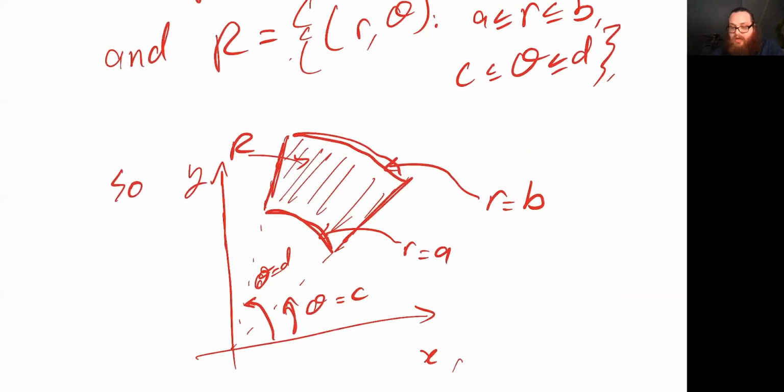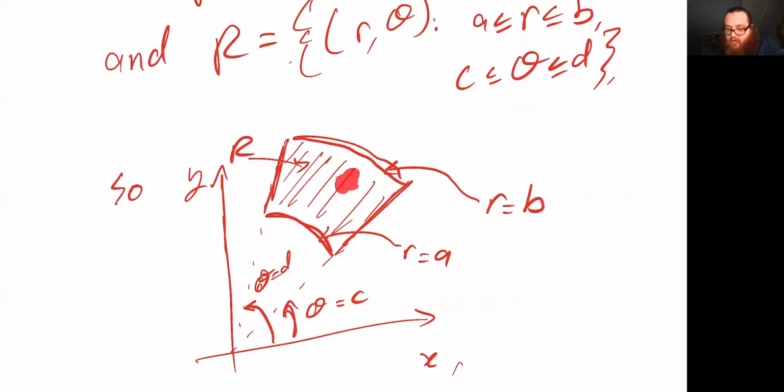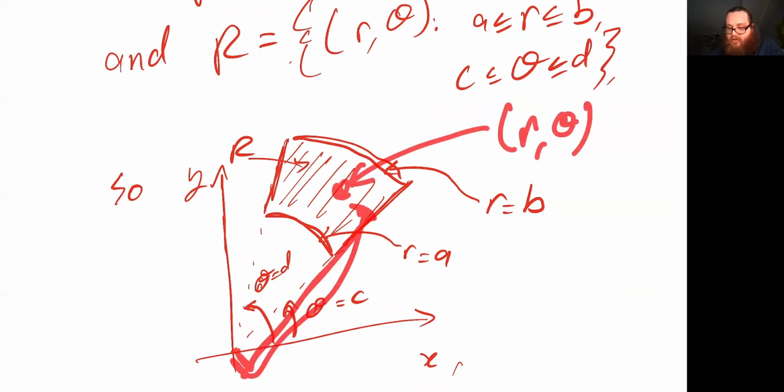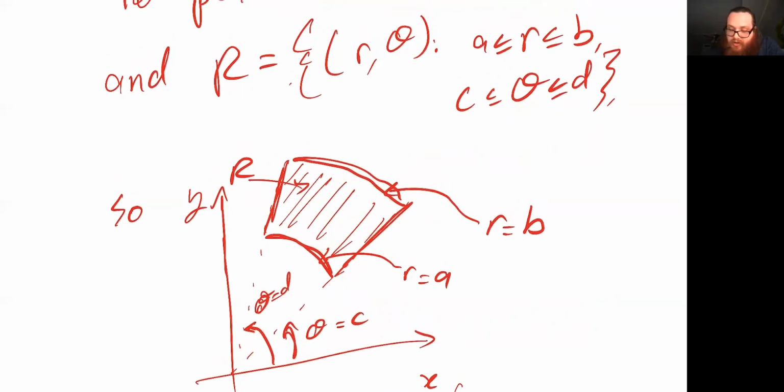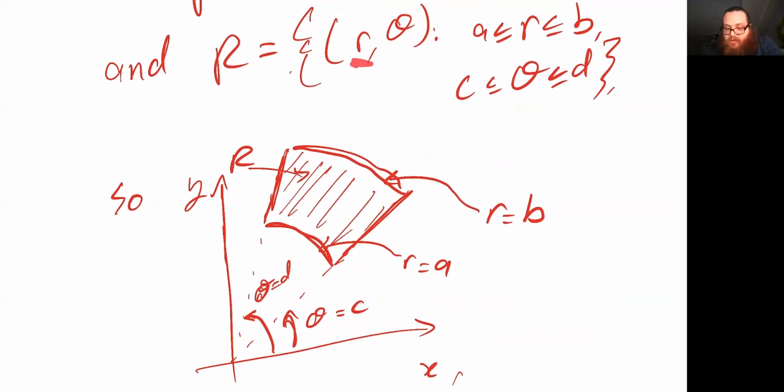Well, something like this, where we pick a point here. A point there is going to be r comma theta, where the distance to the origin is r, and the angle this vector makes with the x-axis is theta. So we want all points whose distance to the origin, r, is between A and B, that's our lower and upper bound. We're also saying that we want the points whose angle that vector makes with the x-axis is between C, which is the lower bound, and D, which is an upper bound.